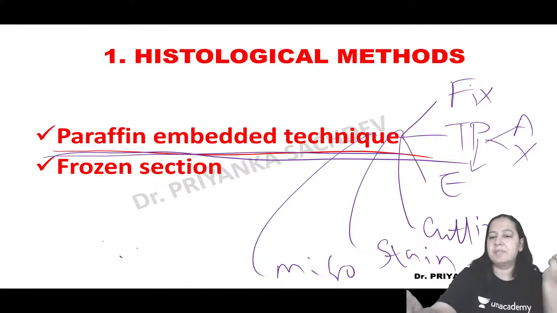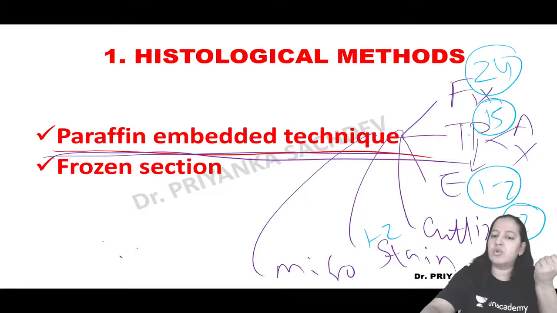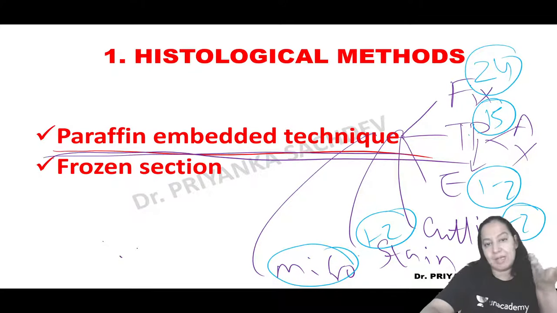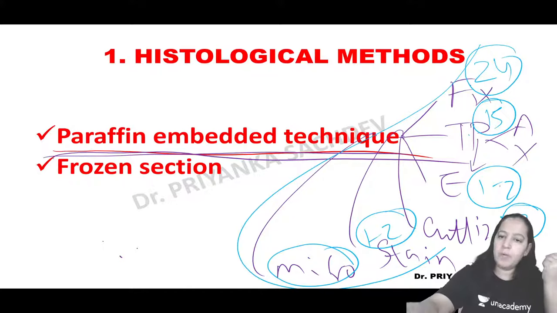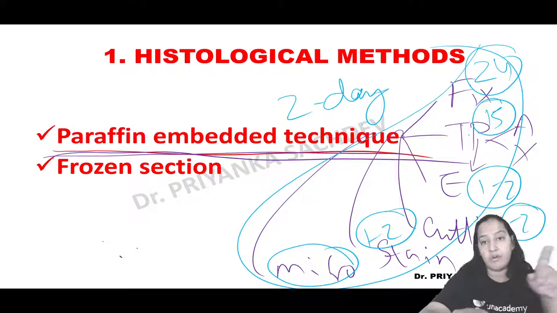So these are the steps. Fixation takes 24 hours, tissue processing 12 to 15 hours, embedding takes 1 to 2 hours, as it can be done on molten wax. Cutting also takes 1 to 2 hours, staining takes the next 1 to 2 hours, and microscopy by the pathologist depends on his knowledge, and again it will take time. So overall the whole process will take at least 2 days. Before 2 days you cannot get a report of a biopsy or a specimen. 2 to 3 days are required.